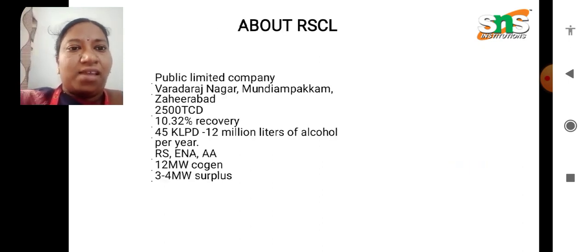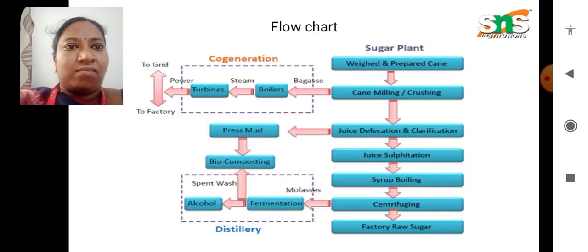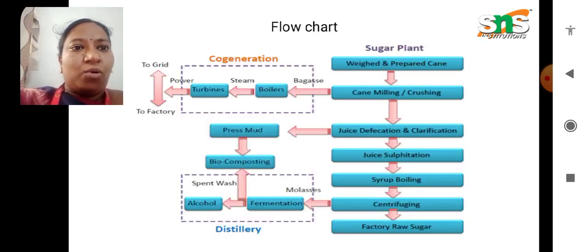So it has a capacity of 45 kiloliters per ton, 12 million liters of alcohol production per year, and a 12 megawatt cogeneration plant, and they are producing a surplus of 3 to 4 megawatts of power. So this is the overall flow chart of the sugar industry.